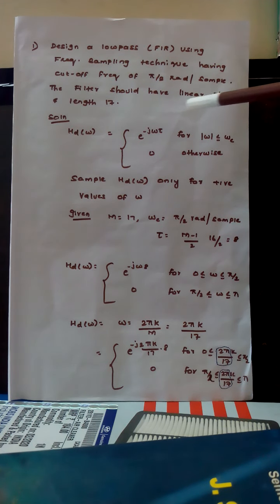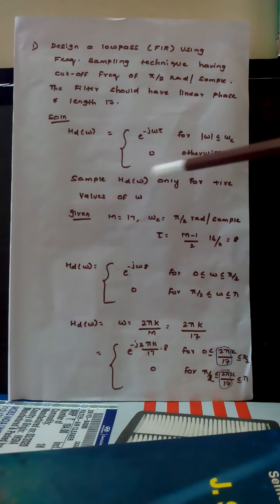So the minus omega c to 0 we are not considering. So we are considering from 0 to omega c. That's why we have put the limit from 0 to omega c. So omega c they have given as pi by 2. Other than that, all the values will be 0.